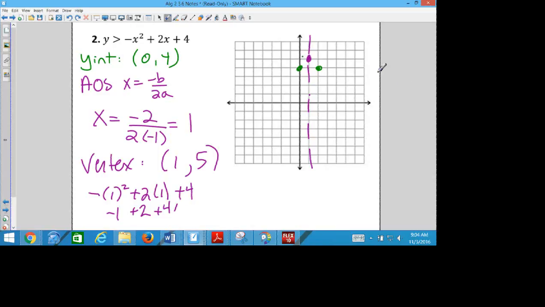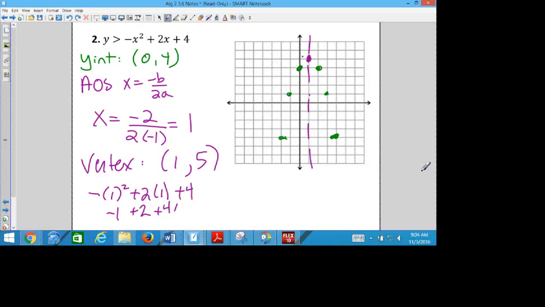So this is (1, 1). I could go (2, 4). I could go (3, 9). So I could use my parent function to find more points, and you can see that it does not have nice x-intercepts.